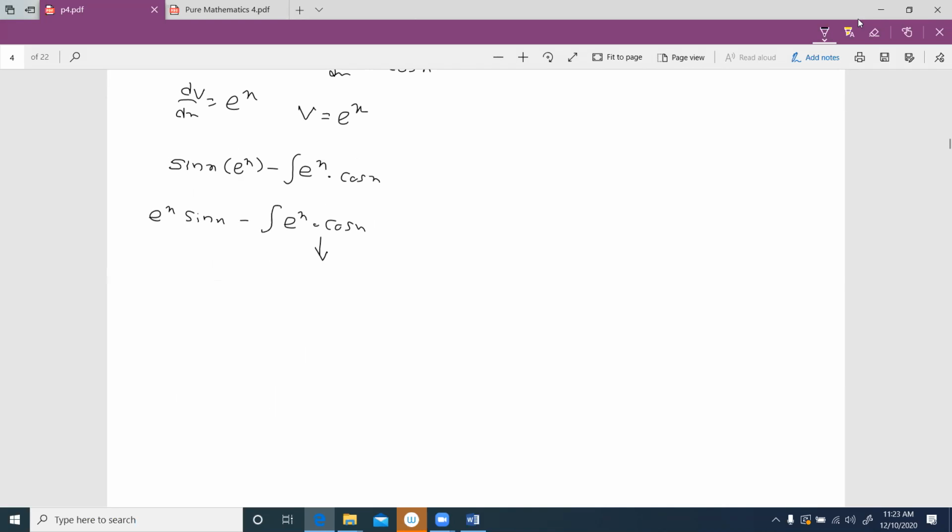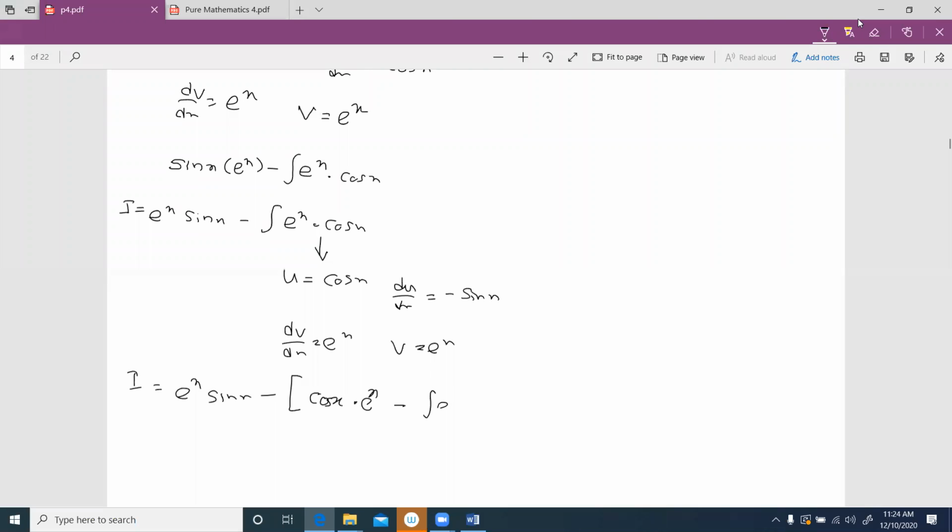Okay. Then I'll label this one as I. That's easier for me to do this. Then I'll consider u as again the same condition, cos x. Then du by dx becomes minus sin x. Then dv by dx is equal to e to the power x. Therefore, v becomes e to the power x, right? Then I is equal to e to the power x sin x minus, again for this part, you can use integration by parts, right? U is cos x, e to the power x cos x minus v du by dx, which is sin x minus sin x, right?